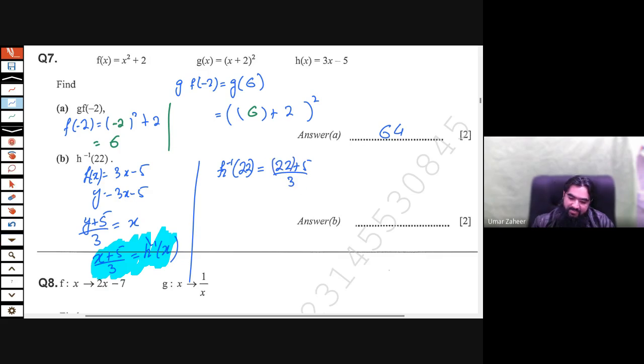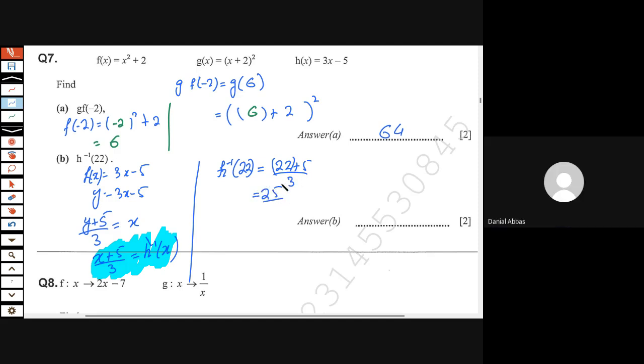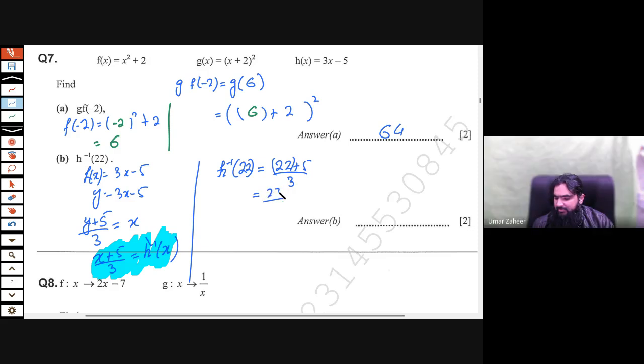Okay. So basically, in this case, we have to find h inverse of 22. So we don't have the h inverse. First of all, we need to find the inverse. When we get the inverse function, you have to substitute 22 in it. You will get the final answer: 22 plus 5, that is 27, over 3. That will be 9.